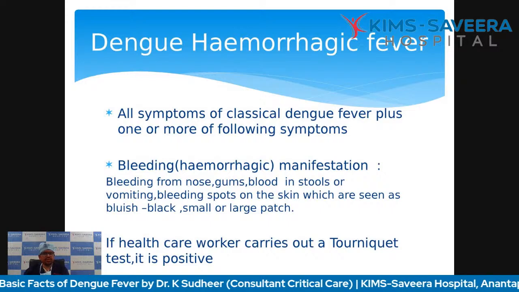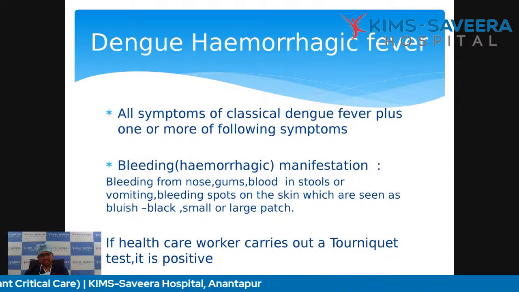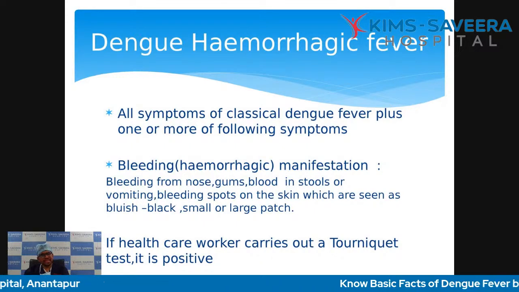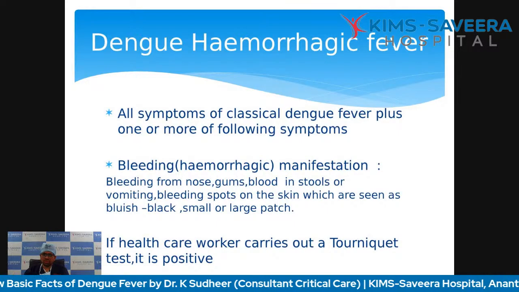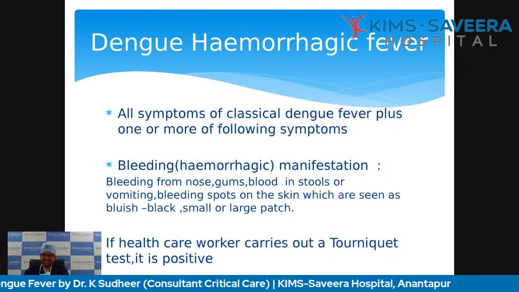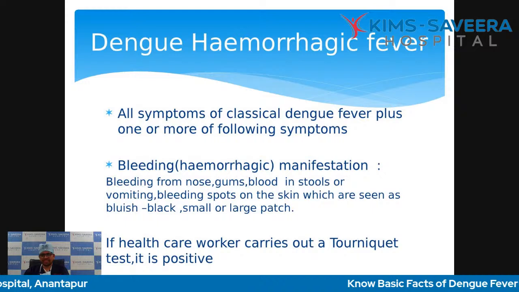What is dengue hemorrhagic fever? The previous one covered the classical symptoms of dengue fever. With that, there are additional manifestations of bleeding signs, like bleeding from the nose or gums, blood in stool or vomit, bloody spots in the skin or sclera, or conjunctival hemorrhages. All these are known as hemorrhagic manifestations.